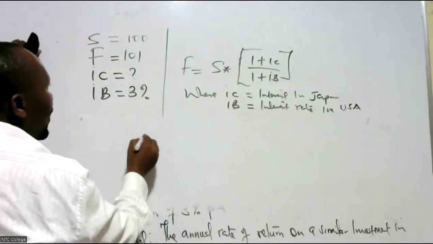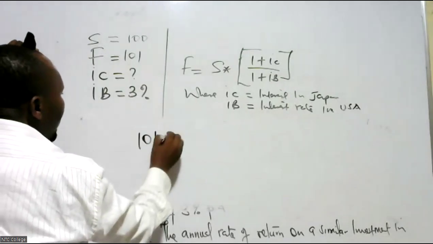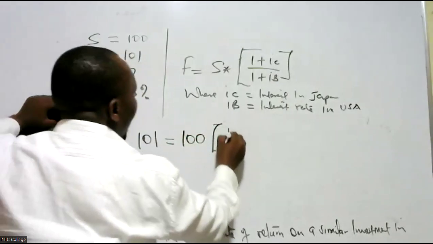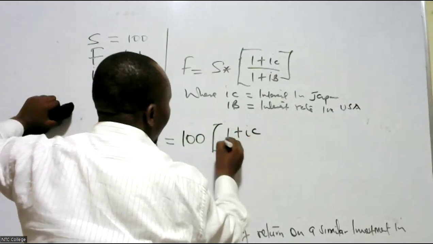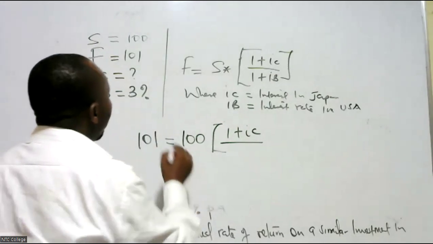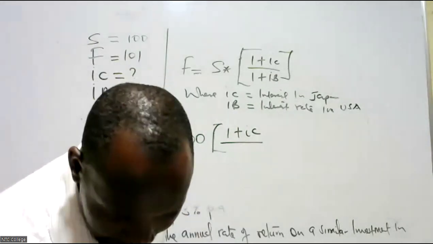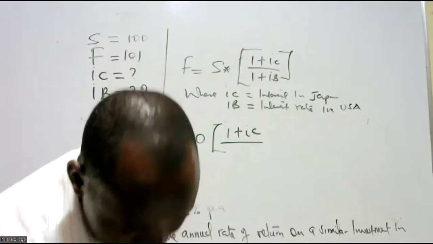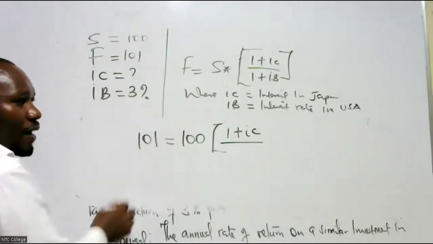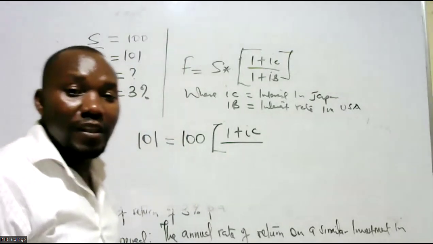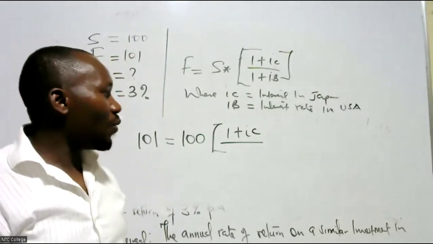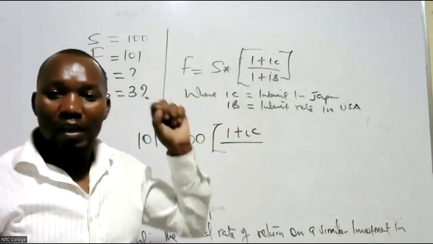So you just say 101 is equal to 100 into 1 plus IC all over. This one is per annum. Still, the rate here is per annum, but the investment is for 6 months. 6 months is half of the year. Do you understand? So whatever interest rate you're given here, you need to ask yourself.